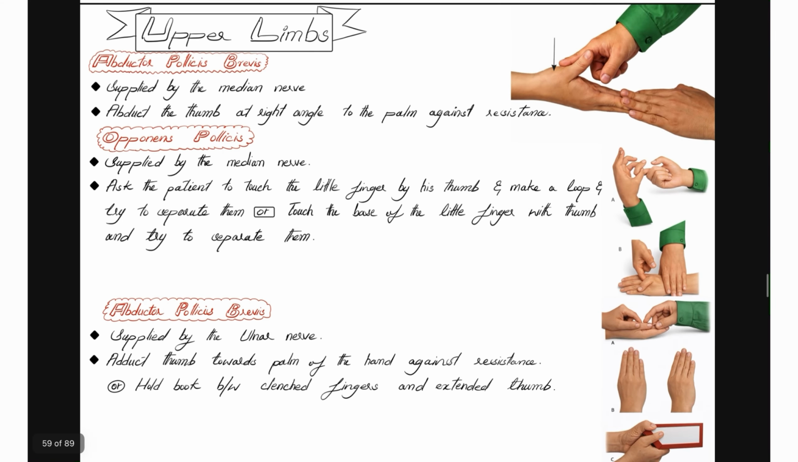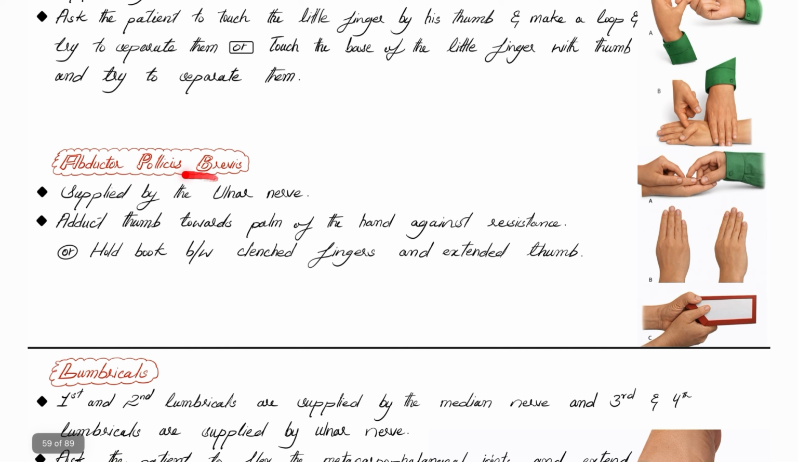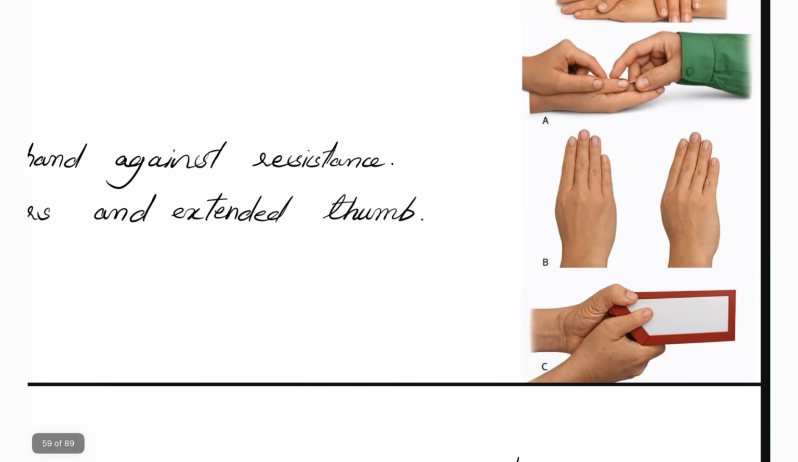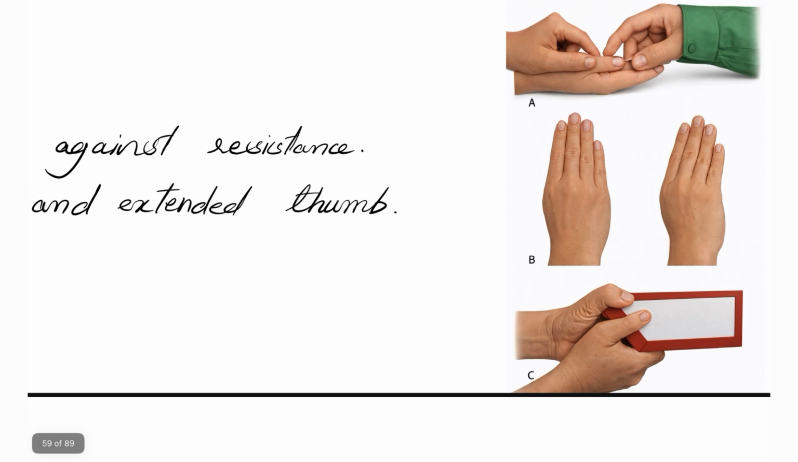Assessing the strength of adductor pollicis, which is supplied by the ulnar nerve, you need to instruct the patient to adduct the thumb towards the palm of the hand against the resistance, or ask the patient to hold a book between clenched fingers and extended thumb, as it is shown in the image.